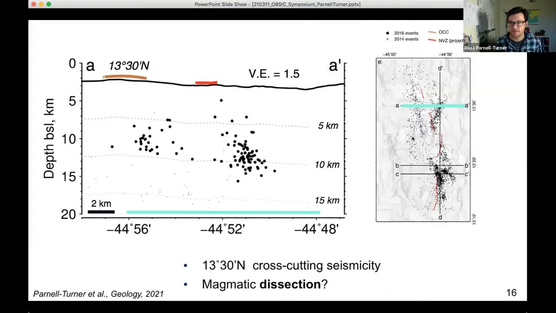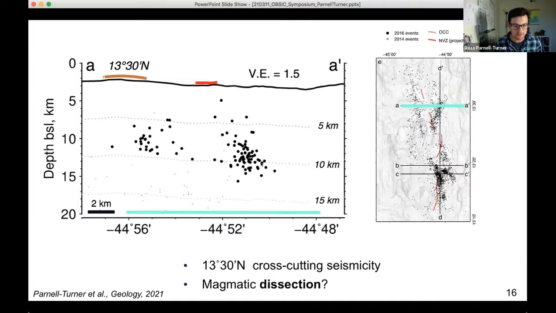And if we look at those data in cross-section, I'm just going to walk you through this series of 4 cross-sections. So we're starting off here at this profile A to A prime over the 1330 detachment. So this little brown line shows that 1330 detachment. You can see there are these microearthquakes that are between 5 and 10 kilometers right below the dome of the 1330 detachment as part of this linear band of microearthquakes.